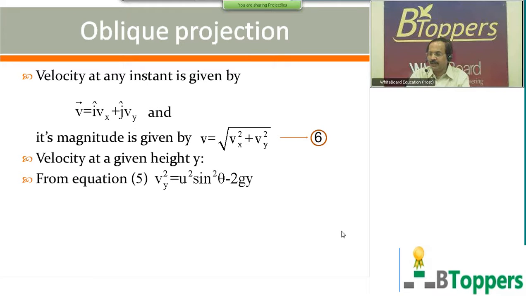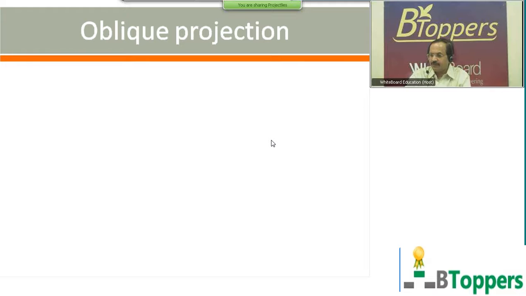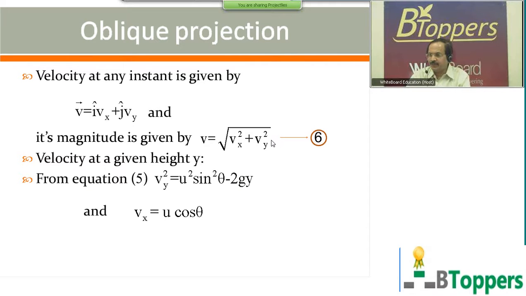Next, I would like to show you the calculation for velocity at a given height y. From equation number 5, I have written previously that vy square can be written as u square sin square theta minus 2gy. So in equation 6, you can substitute vy square equal to u square sin square theta minus 2gy and vx equal to u cos theta. Those who want to copy the notes can pause and copy the notes now. We are going to substitute vx equal to u cos theta here and vy square equal to u square sin square theta minus 2gy.